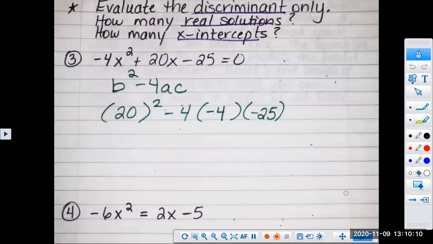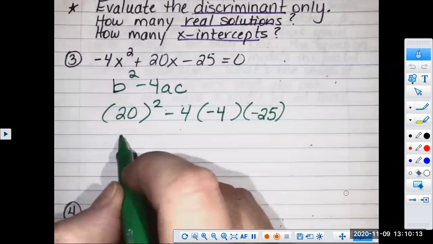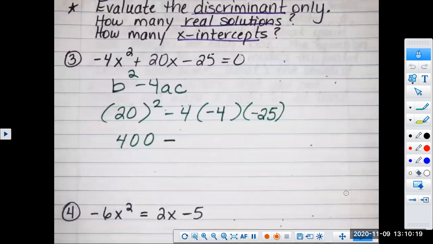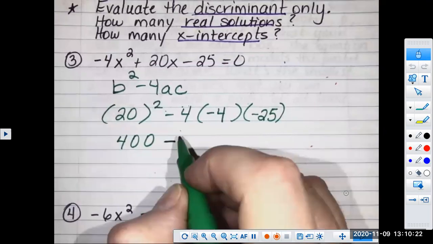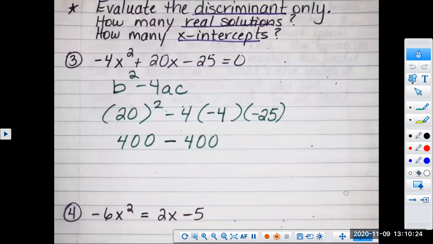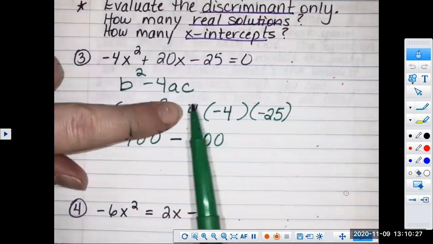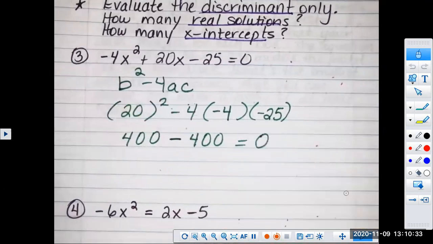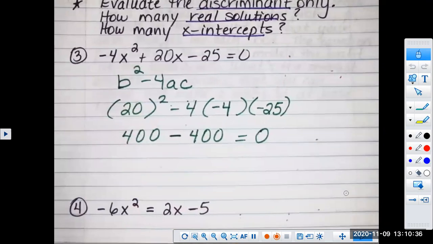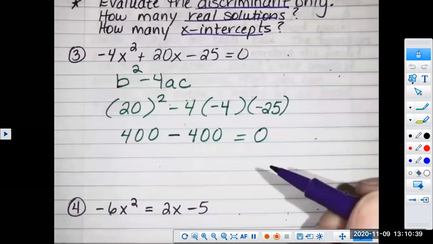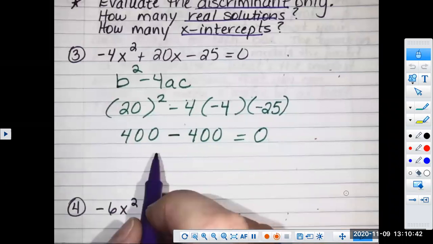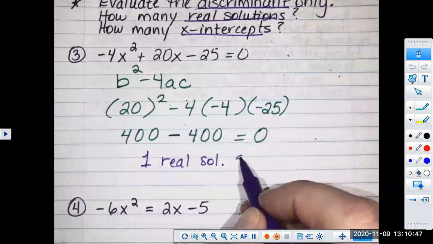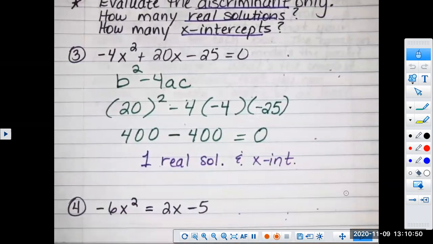All right, 20 squared will give you what? Good, 400. And then minus, good. You got 400 here. All of this comes out to be positive 400, and then bring down that minus sign. So your discriminant value is 0. So how many real solutions or x-intercepts? Good. Since I have my discriminant as 0, I'm only going to have one real solution. And of course, that's also your x-intercept. So one real solution and x-intercept.